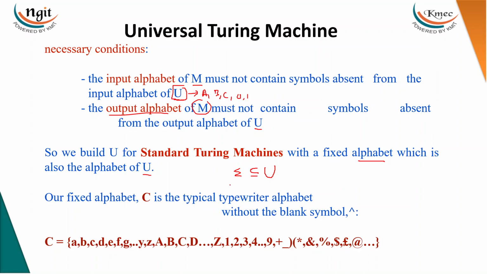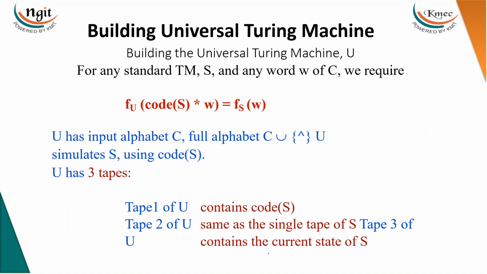So that fixed alphabet of the universal Turing machine is defined with the sigma, and of course it does not have the blank symbol in the sigma. Then you have to specify the universal Turing machine alphabet here. So that if you give any Turing machine, it will check whether the standard Turing machine alphabet is a subset of or equivalent to this or not. If not, it can't do it. If so, well and good.